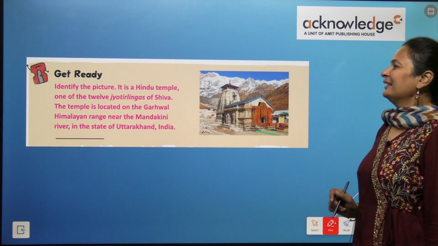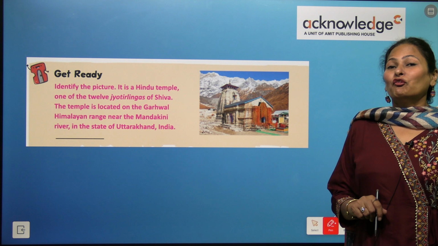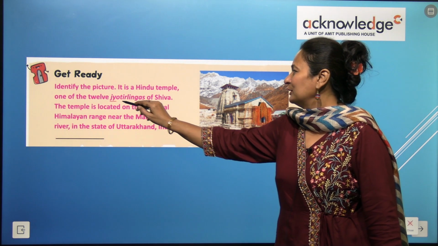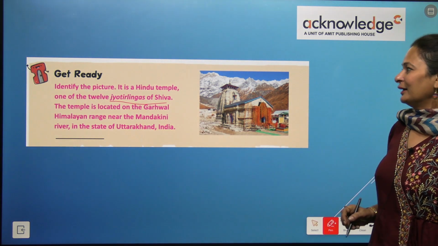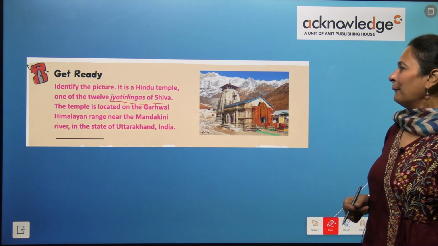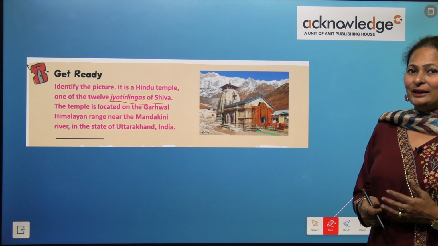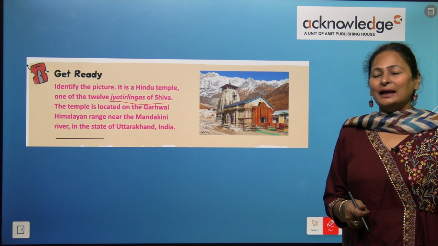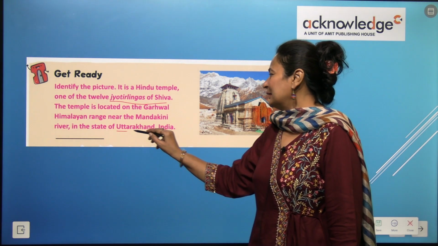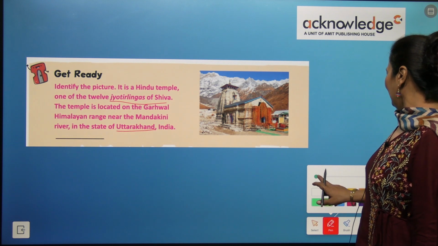Identify it. It is a famous Hindu temple, one of the 12 Jyotirlings of Shiva. The temple is located on the Garhwal Himalayan range near the Mandakini river in the state of Uttarakhand, India. Can you identify the temple?